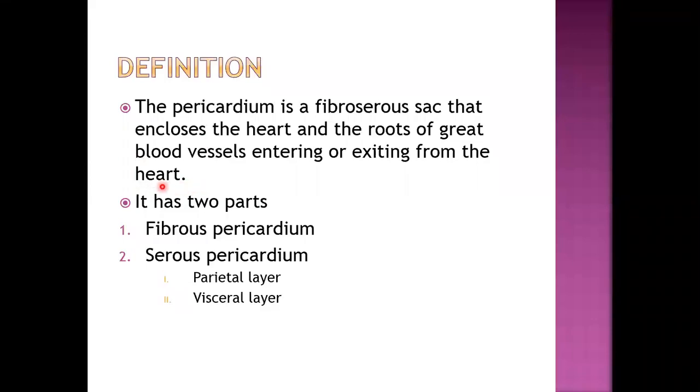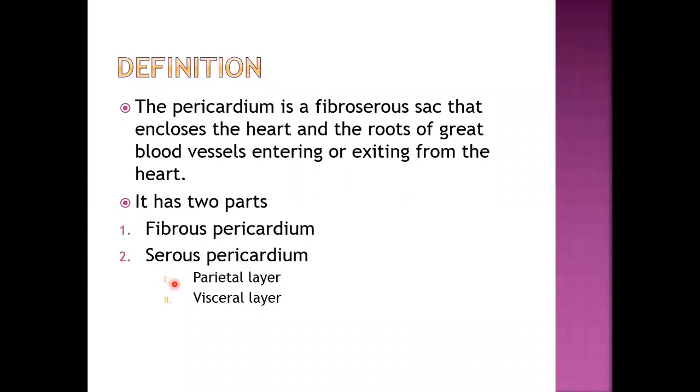Pericardium is a fibrous serous sac that encloses the heart and the roots of the blood vessels. Those blood vessels are either entering the heart, like the pulmonary veins and the superior and inferior vena cava, or exiting the heart, like the pulmonary trunk and the aorta. It has two parts: the outer, tougher part, known as the fibrous pericardium, and the inner part, which is the serous, secretory part, known as the serous pericardium.